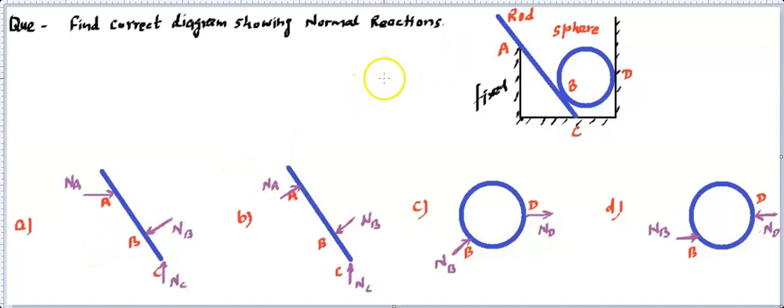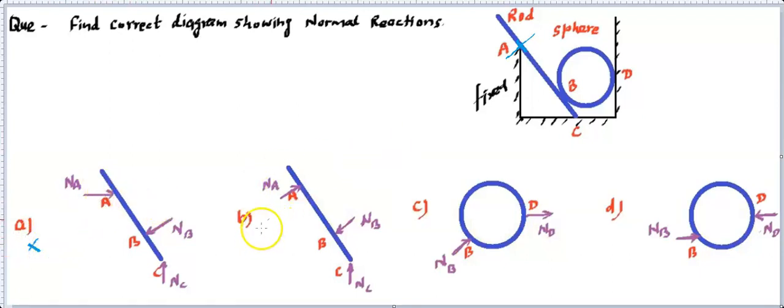Normal reaction, as we have talked about, is always perpendicular to the contact surface. So this rod surface and this point are in contact, so this will be the contact surface, and perpendicular to it is this line. So the normal reaction must be along this line, perpendicular to the rod at all times. In the first option, it has not been shown perpendicular, rather it has been shown horizontal. So NA has been shown as horizontal, which is not correct. It must be in the direction perpendicular to the rod. So this is an incorrect diagram.